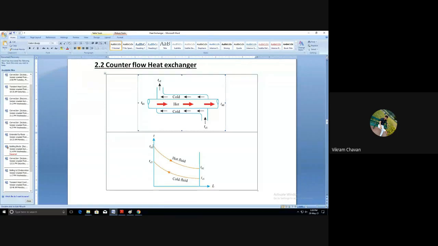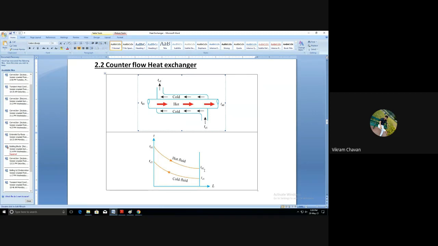It is moving towards the next location, and as this hot fluid moves over the length of the heat exchanger, it transfers heat to the cold fluid via the separating wall. So the hot fluid temperature goes on decreasing as it moves over the length, and at the end of the heat exchanger we get a lower temperature of the hot fluid.